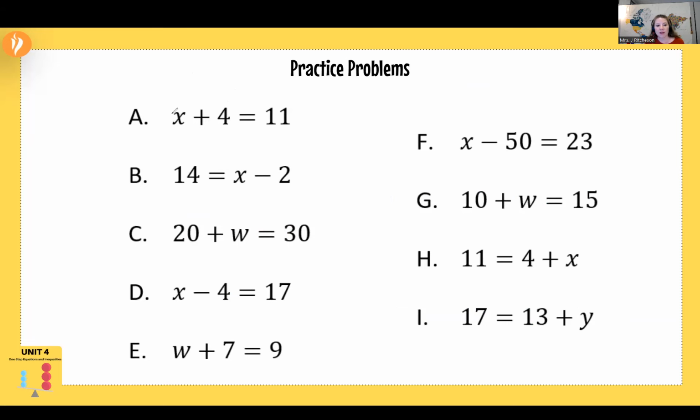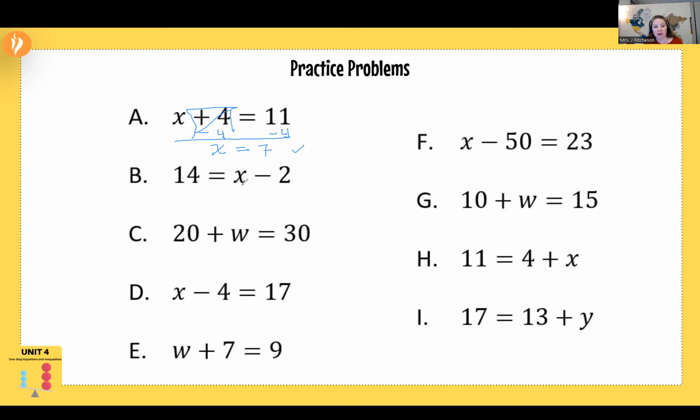So on letter A, we're finding our variable right here. What's being done to x? 4 is being added to x, so we're going to do the opposite. The opposite of plus 4 is minus 4. We're going to do it twice. So my 4's are gone. My x is by itself, and 11 minus 4 is 7. So if I plug in 7 right here, does 7 plus 4 equal 11? Yes, we know that our answer is right.